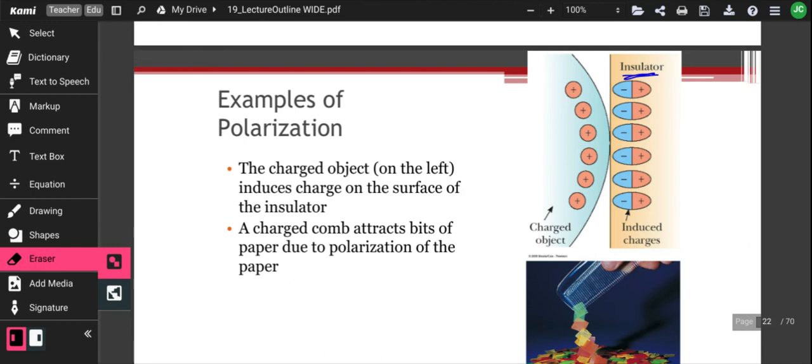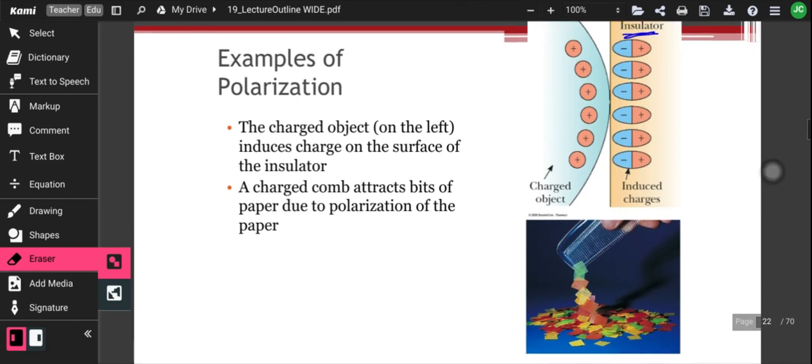And as you can see in the picture on the bottom of the screen, the comb is able to pick up the paper because of its polarization. The nice part about polarization is that when the charged object touches other objects, it doesn't lose its electrons. It remains charged in its state without losing electrons when it touches another object. So take a look at that.